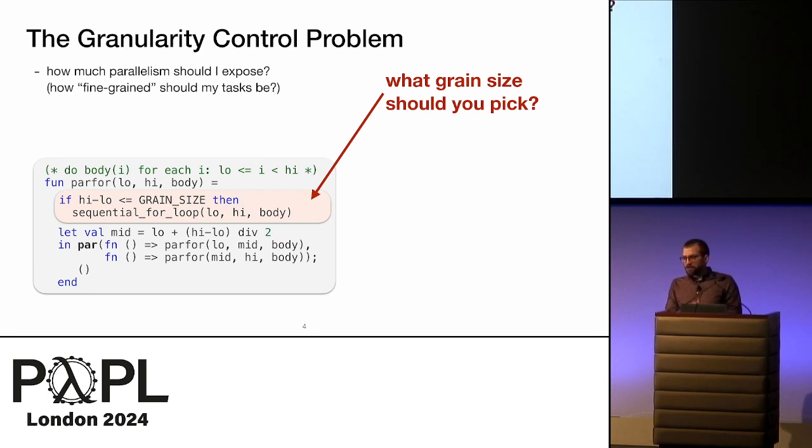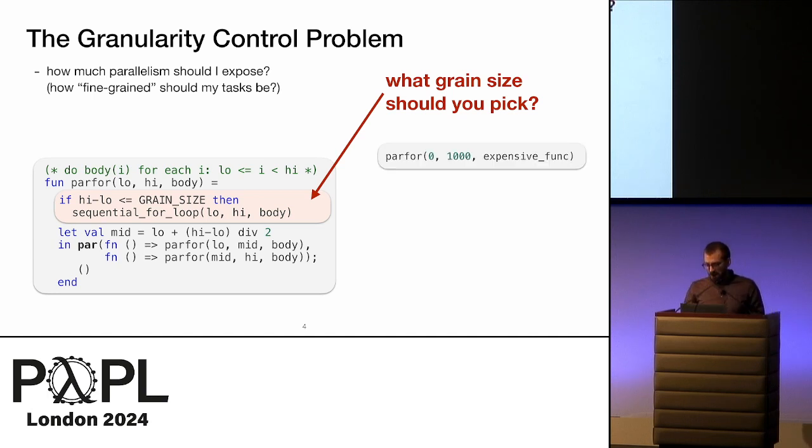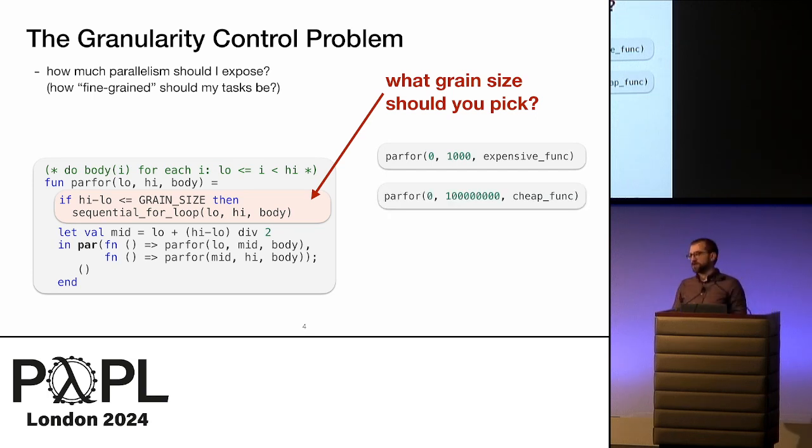This is a question which we argue is fundamentally incompatible with higher-order programming. Because in this example, I have this loop body that I can pass in as a function argument, and I can instantiate it for anything. Maybe I call it 1,000 times with a very expensive function. In this case, you probably want a very small grain size because you want to expose the maximum amount of parallelism. But maybe you call it 1 billion times with a very cheap function. In this case, you want a grain size which is much larger, potentially even 1,000 or 10,000 invocations of your loop body.